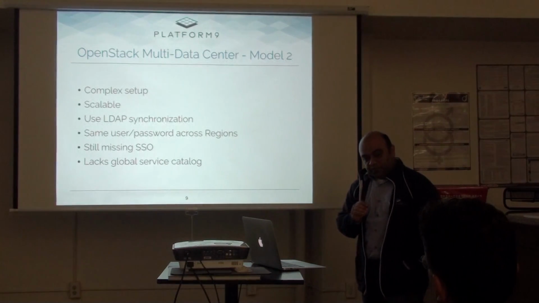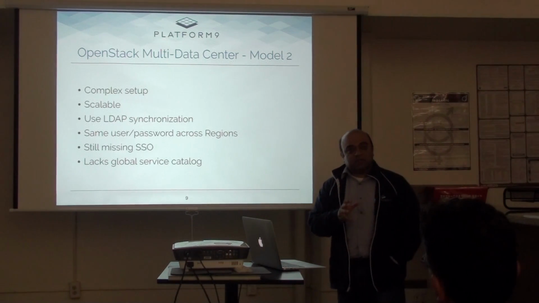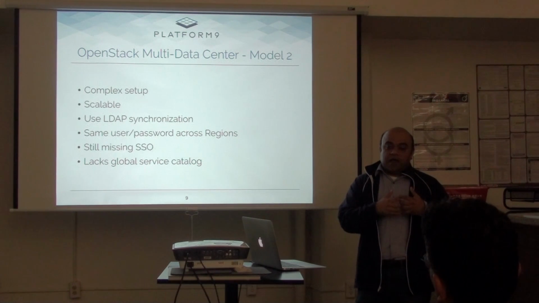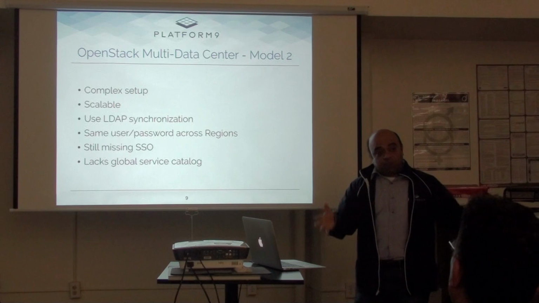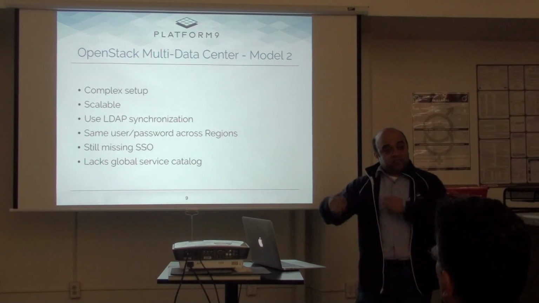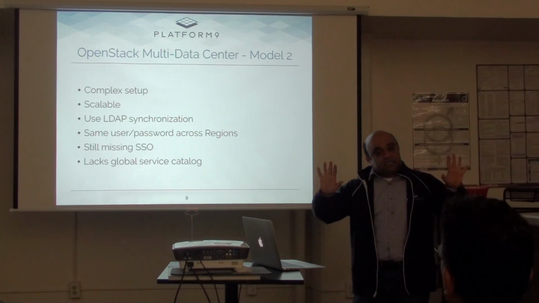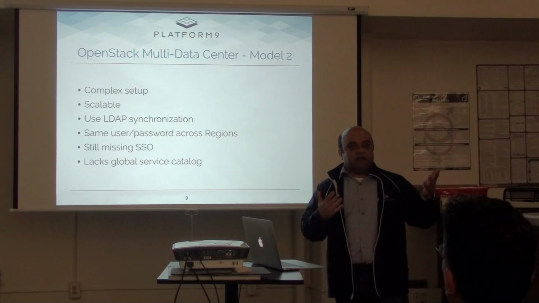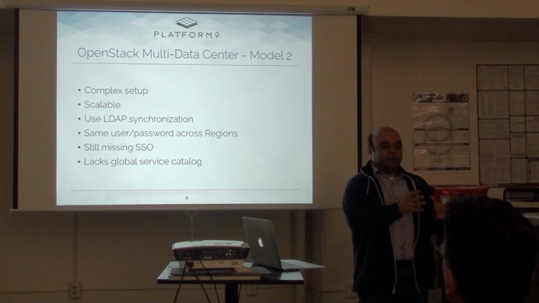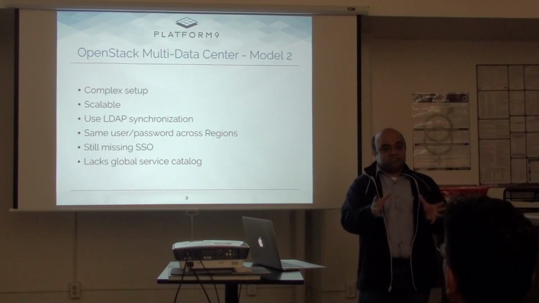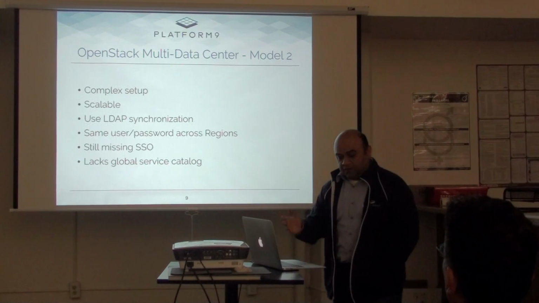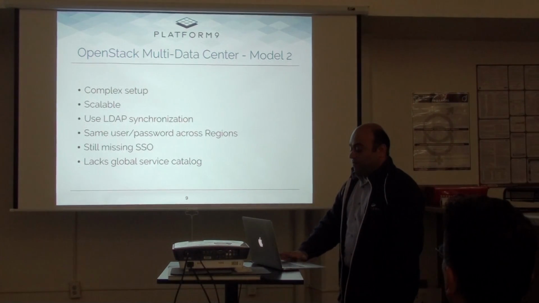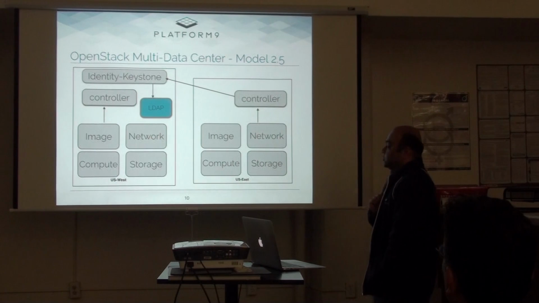The other is that Keystone provides a way to enumerate all the services, all the endpoints that you have in your cloud. With this model, since there are two different installations, you do not have one place to go and say, hey, where are my Glance endpoints? You cannot go to one place and see all of them. You have to go to two places to see each one, or many if you have many data centers. So what do we do?